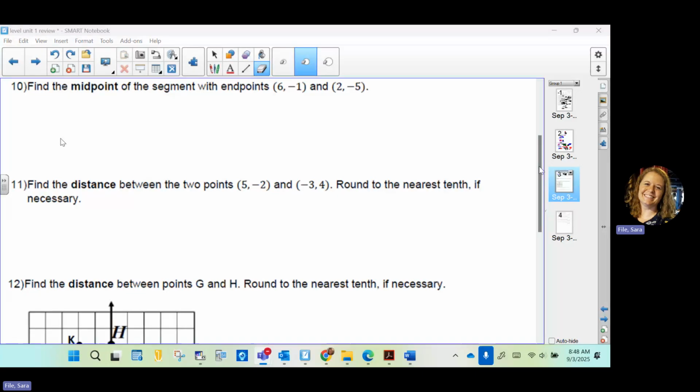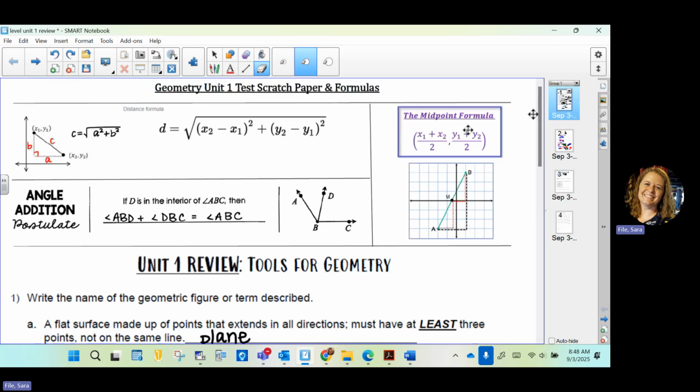We're going to pick up on number 10 here, midpoint. And remember, midpoint is given to you up here on the formula chart that I said you're going to get. You don't have to have this memorized. This is what you're using. So you have the formula.